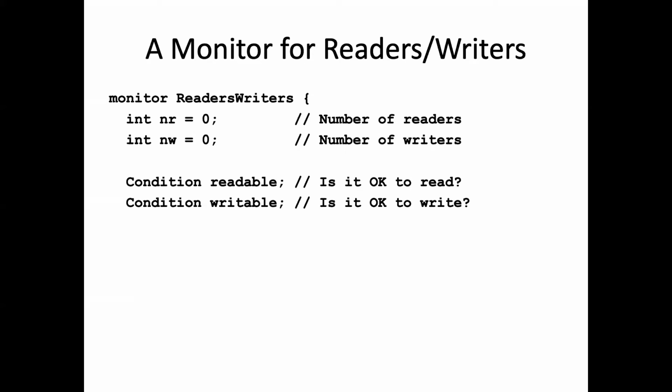We'll have two condition variables, and I marked them here the way I'm going to think about using them. If you're a reader and you want to acquire a lock, you might have to wait if a writer already had a lock. So this readable condition is how readers will wait until it's okay to read. Same thing with this other one. If you're a writer and you want to get a lock for writing, you might have to wait. This condition variable is how you're going to wait. So we'll use that to put threads to sleep when we have to, and to wake them up when we can.